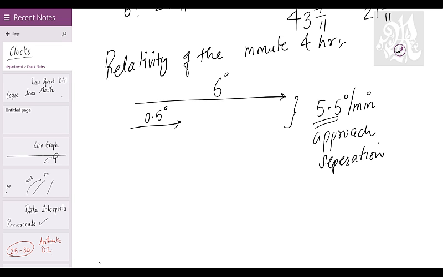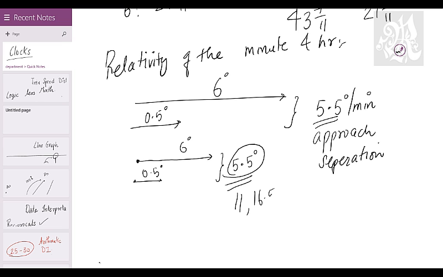So when I say minute and the hour, let's say 12 o'clock. At 12 o'clock they start together. What does the minute hand do? It goes ahead by 6 degrees. What does the hour hand do? It goes ahead by 0.5 degree. What is the separation that they have? 5.5 degrees. Can I say one thing? Minute hand goes ahead of the hour hand 5.5 degrees every minute. So next minute it will go how much ahead? 11 degrees. Next minute, 16.5 degrees, and so on.